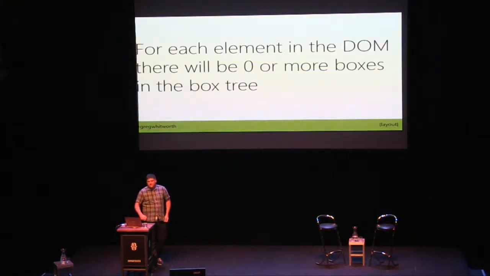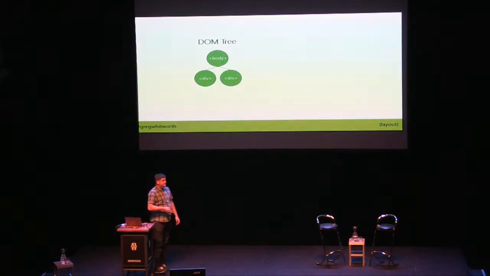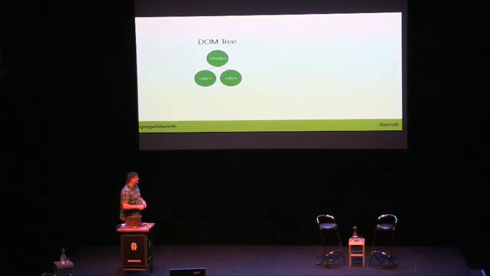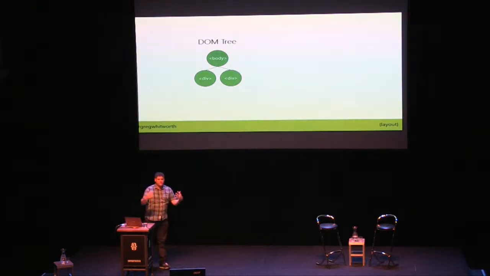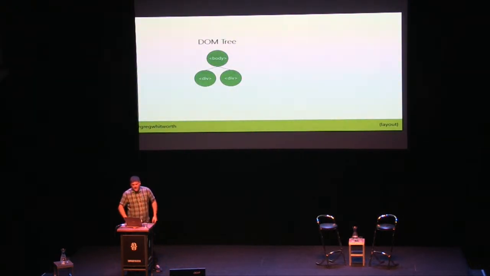So for each element in the DOM, there will be 0 or more boxes in the tree. If this is our DOM tree, we have a body with 2 divs, and I would like to posit a use case here. The div on the left is like a clicker button, and the div on the right is going to contain images. You're wanting to become the next Instagram, and initially you just want to show images, and you have a pretty background image, or blend modes or something cool.